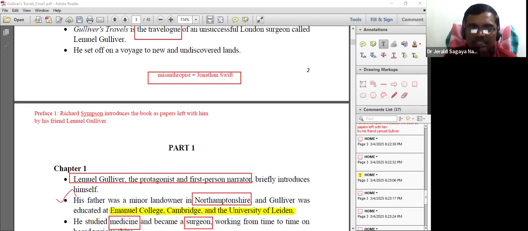Yes, sir. The second preface is a letter dated 1727, written by Gulliver to Simpson. This particular letter is particularly expressive of the anger of Gulliver to Simpson for editing his book.